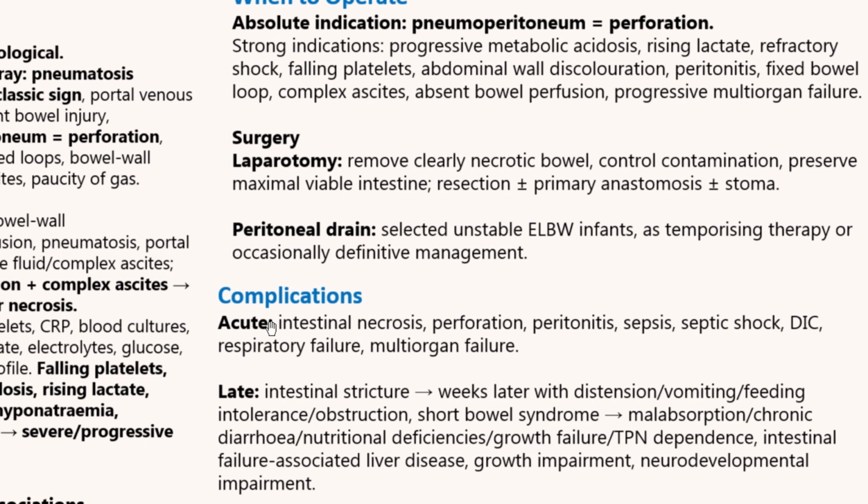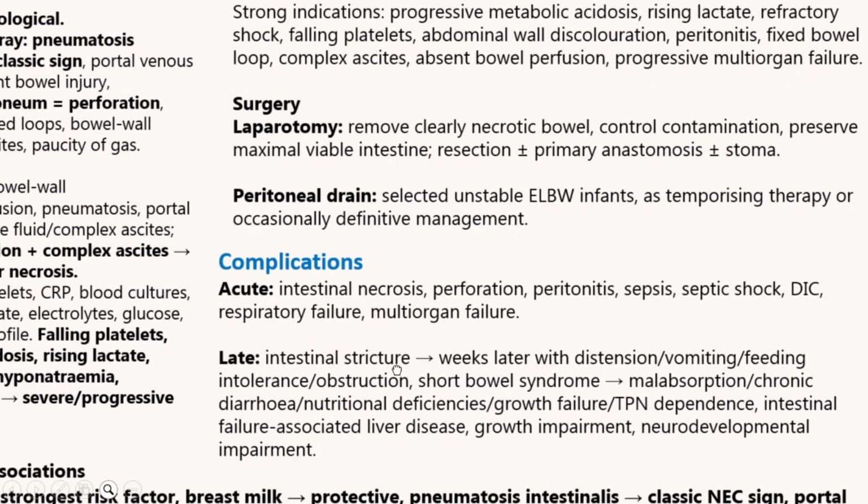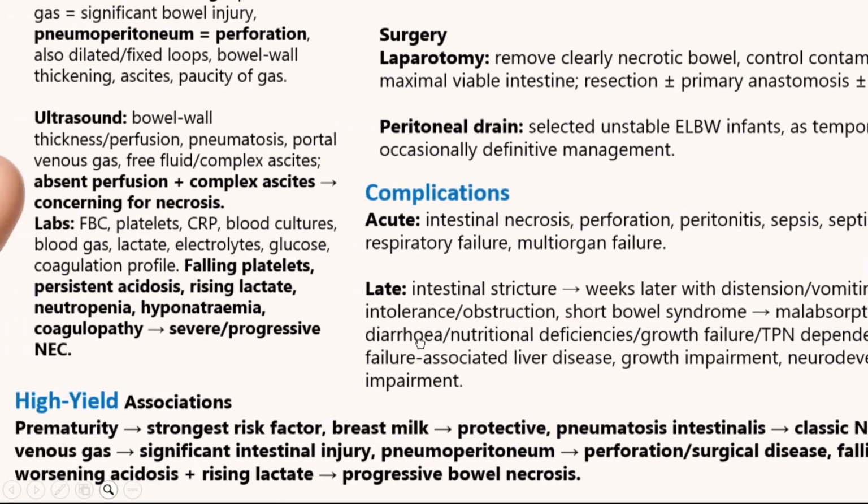We can have short bowel syndrome, which can come with its own problems like malabsorption, chronic diarrhea, nutritional deficiencies, growth failure, dependency on total parenteral nutrition, as well as intestinal failure associated liver disease. This is because as you give TPN for a long time, there is that chance of developing liver disease. Sometimes TPN also causes cholestasis because we are not having things moving through the gut, so we have a buildup of bile and gallstones develop, or cholestasis.